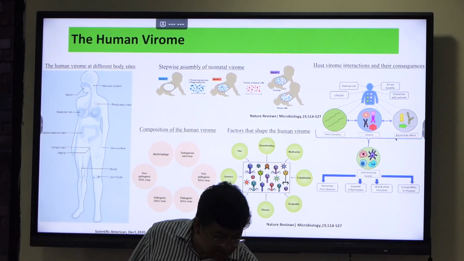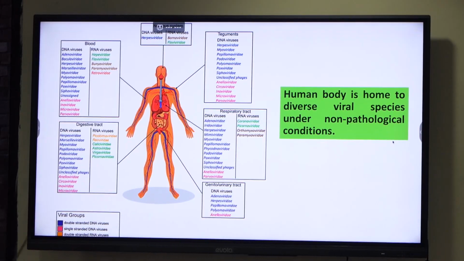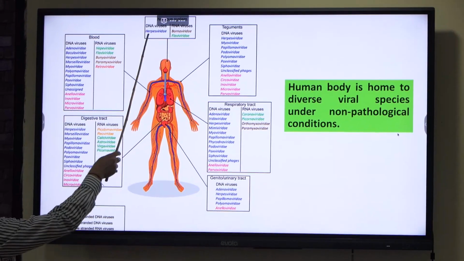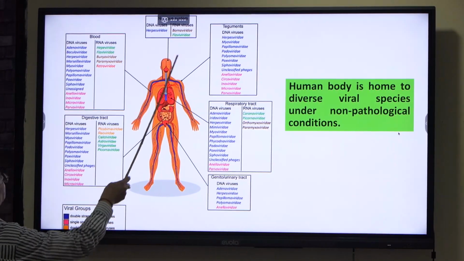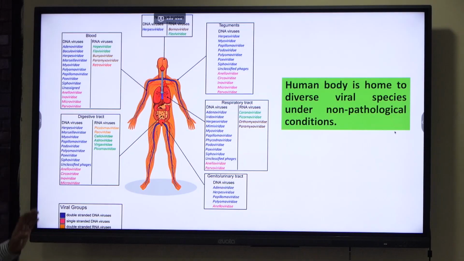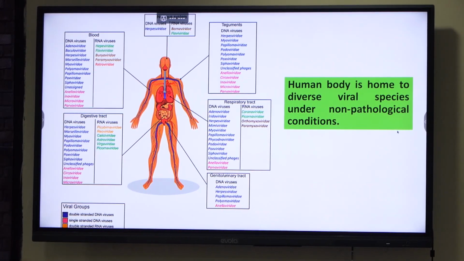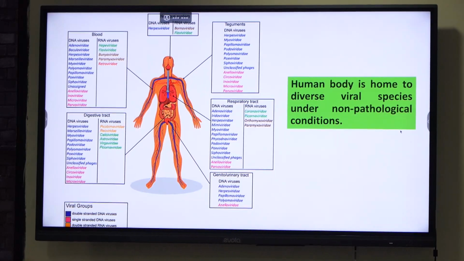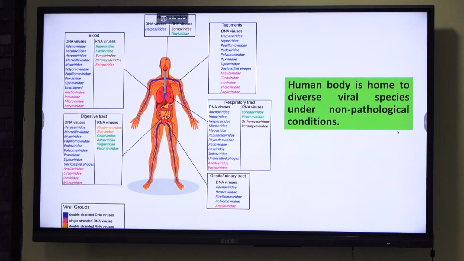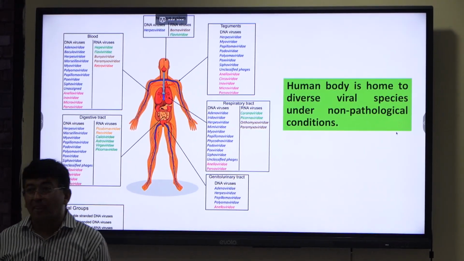This is a very interesting one. This slide shows different kinds of viral families. You see in the brain herpesvirus, flavivirus in blood, all different kinds of DNA viruses and RNA viruses. I'm not reading them out, but you'll be amazed to know that for any virus you name, you have a lot of viral transcripts in your body. The human body is a home to diverse viral species under non-pathological conditions. That's an important thing.